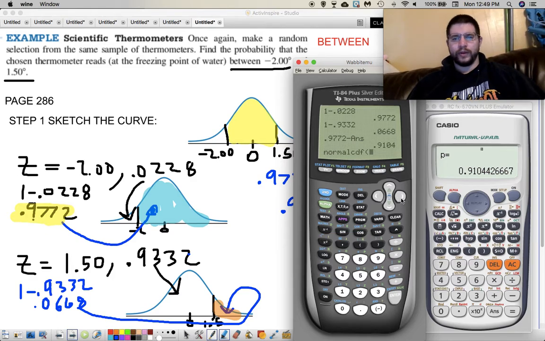So it pops up with that for you. We want the lower bound, -2, comma. Upper bound is 1.5. Mean, standard deviation. Same thing. And I'll show you, again, the calculator assumes normal distribution if you don't put anything. So I can just put lower bound and upper bound, and it will assume 0, 1 for the mean and standard deviation. Same thing.